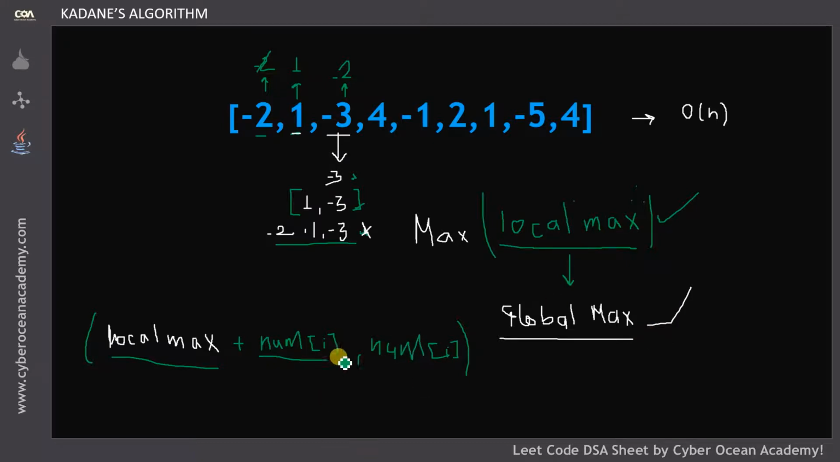This is the process, but you're going to ask me why adding the local maximum to nums of I every time gives the maximum over all the other previous subarrays. So here simply think: subarrays are contiguous elements. And what we have to do is, suppose you are at, like, this index 4.